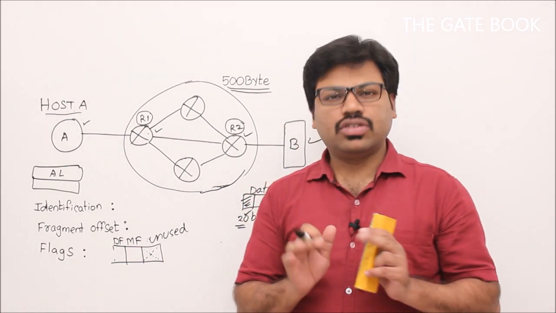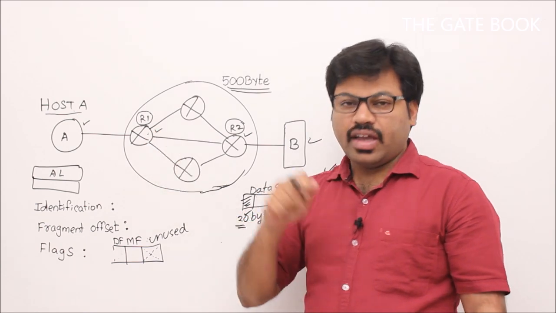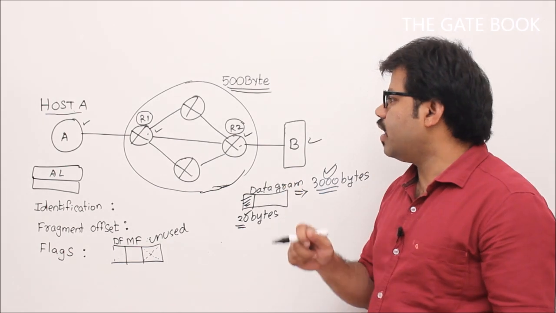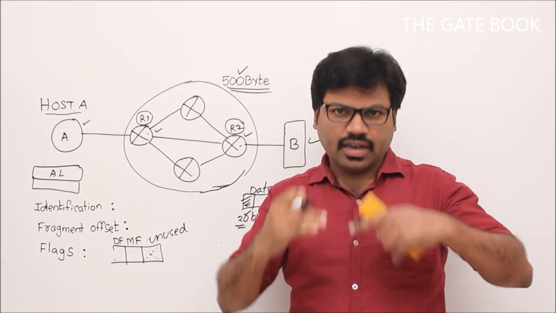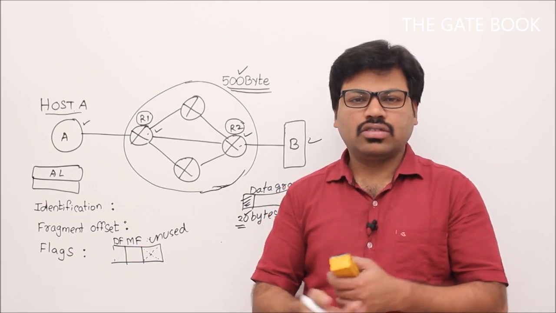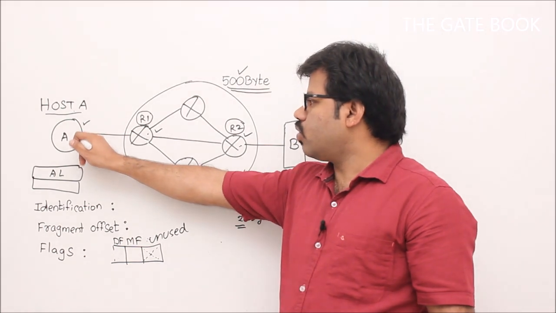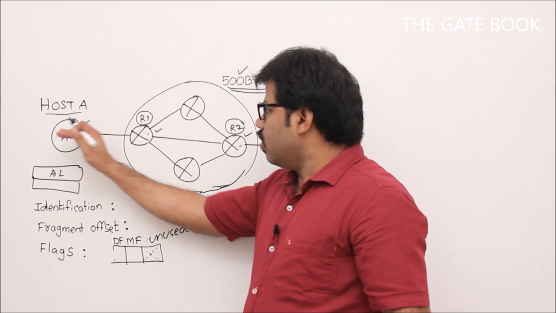Now the problem is reduced to this. This router allows only 500 bytes of data. This router also allows only 500 bytes of data. So that is the maximum allowable unit at the downside layer. So then how to solve this problem? That's why your host is going to do fragmentation. Okay, for that we will see.